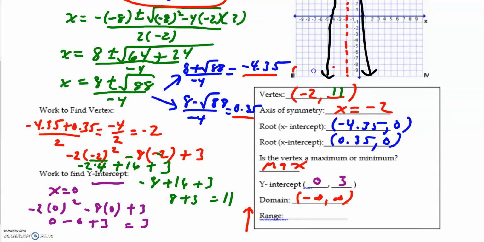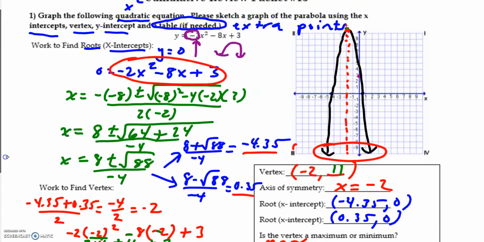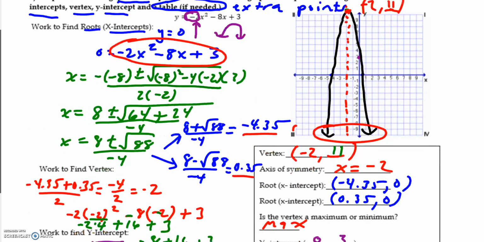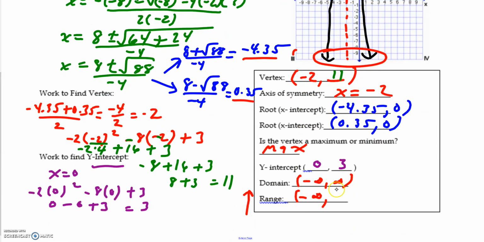So my parabola starts down here at -infinity, and then the very top value of my parabola would be up here, because remember the vertex is -2, 11, so it goes up to 11. So my range would be -infinity to 11 with a bracket.